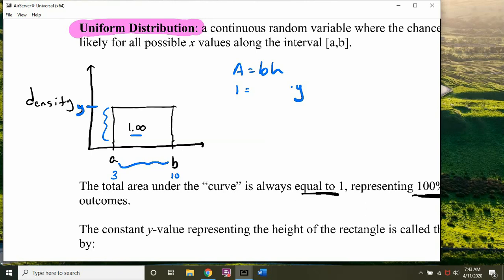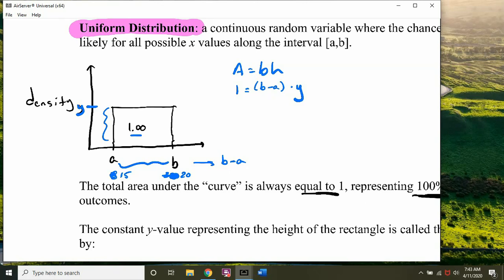Or if B is at, say, 20, and A is at 15, what would the length of the base be? Well, it'd be 5. And how'd you do that? 20 minus 15. In general, the length of the base is given by B minus A. You're just subtracting those values. So I'm going to replace that with B minus A.